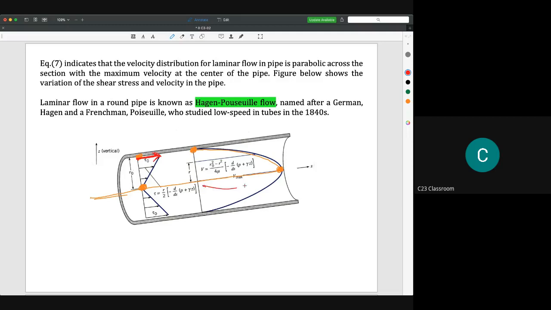So this is the equation that is normally used for the Poiseuille flow. If you can remember this equation, any problems regarding flow in a pipe can be solved. Maybe you could start with this velocity distribution.